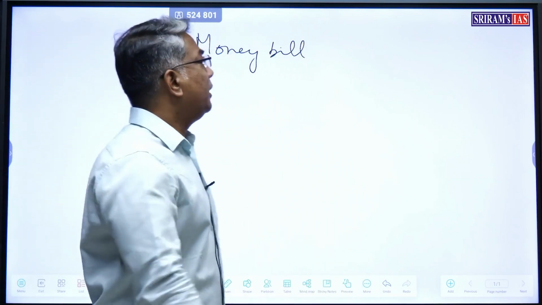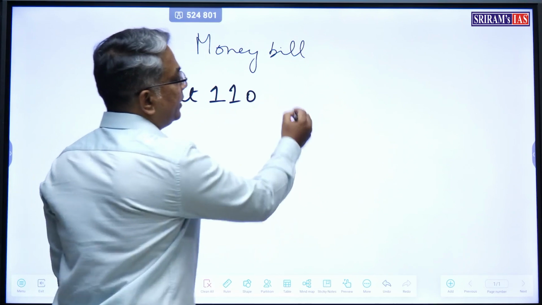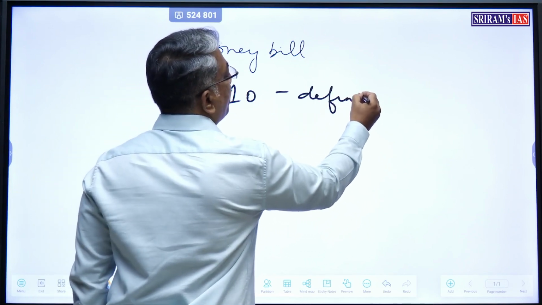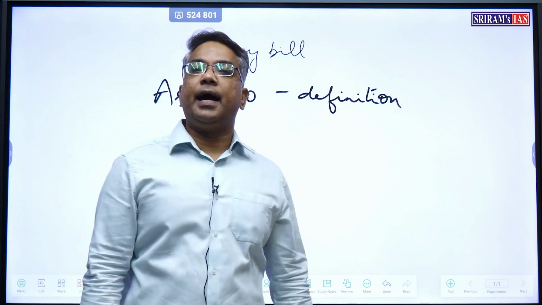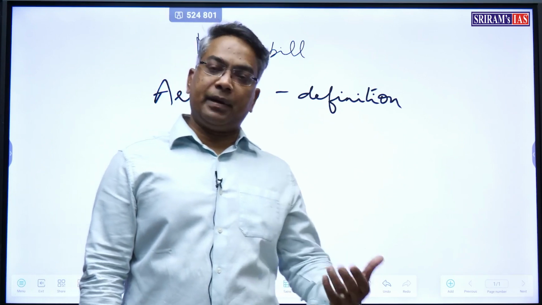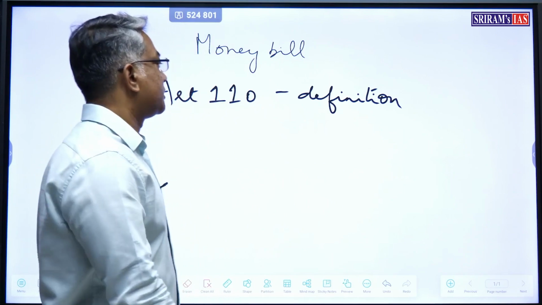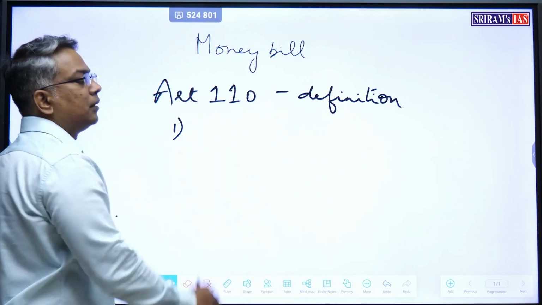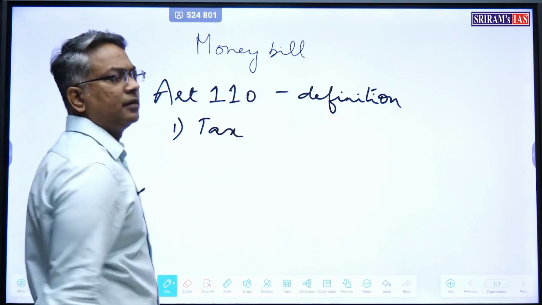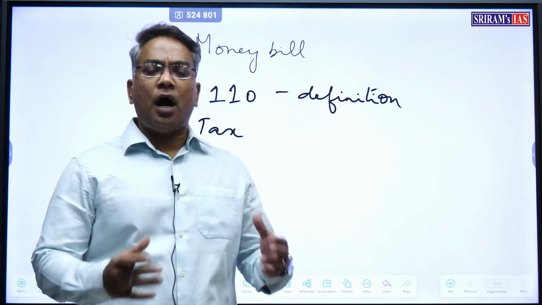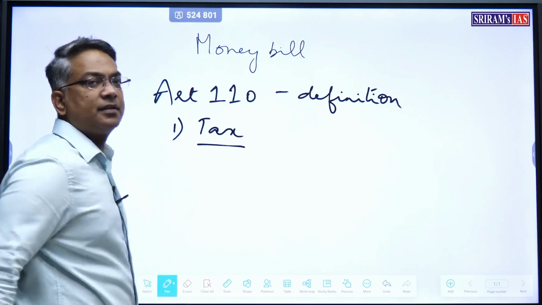So, Article 110 deals with the definition of the money bill, and a bill is deemed to be a money bill if it contains only provisions relating to the following matters. So, what are those provisions? Number one, if it deals with any tax, that is imposition, abolition, remission, alteration or regulation of any tax.